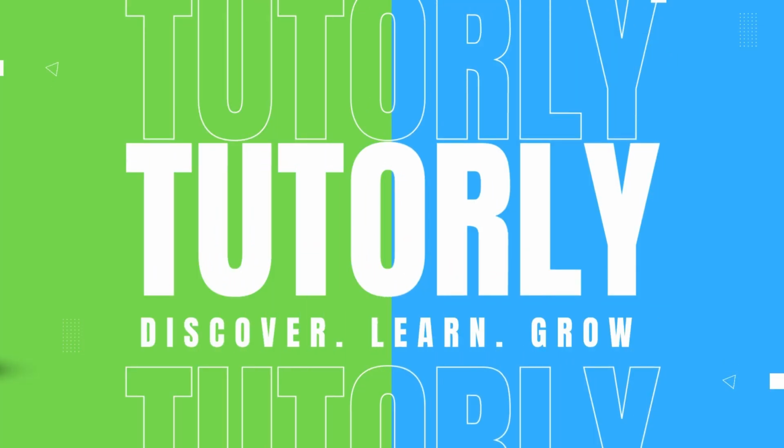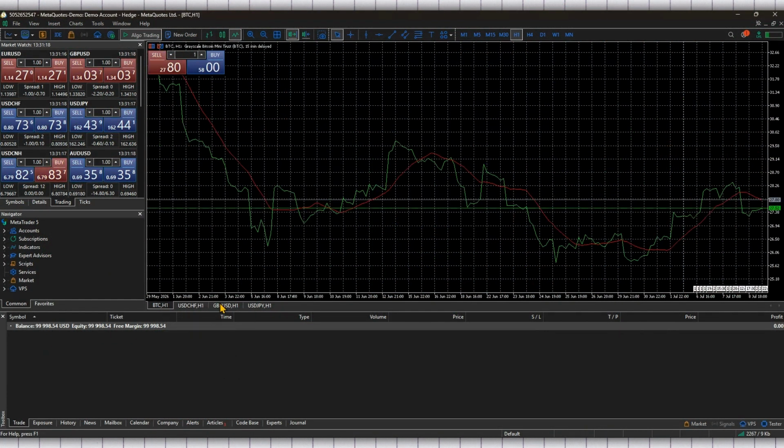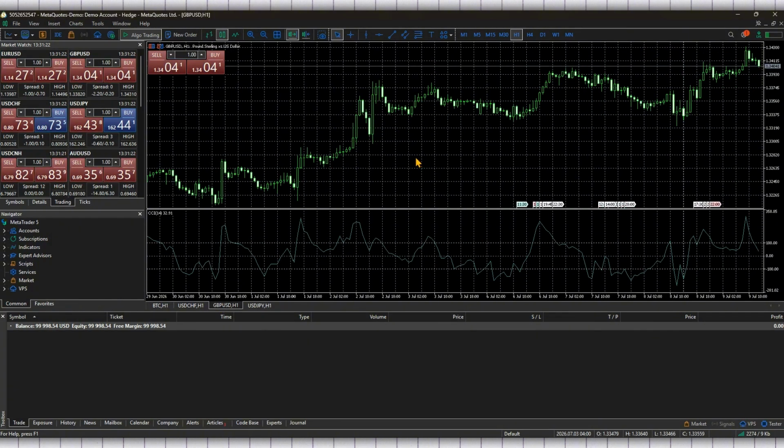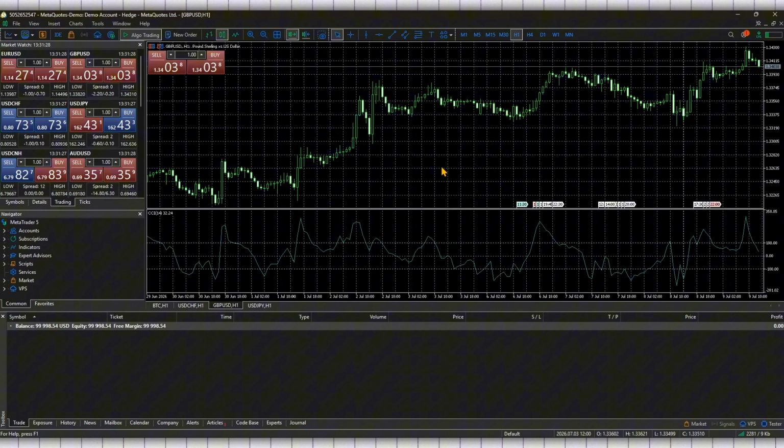So in today's video, I'm going to show you exactly how to show market depth on MetaTrader 5. Understanding market depth can be crucial, whether you're a beginner or an experienced trader. It provides a transparent view of where the buyers and sellers are positioned and can aid you in making strategic trading decisions. So let's walk through the process and dive into the details.